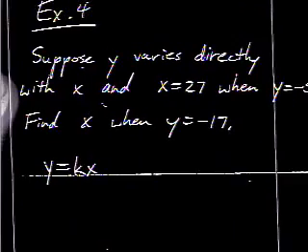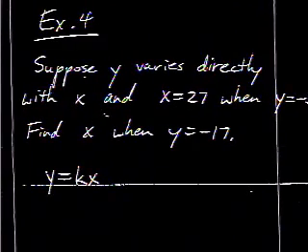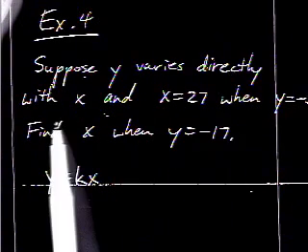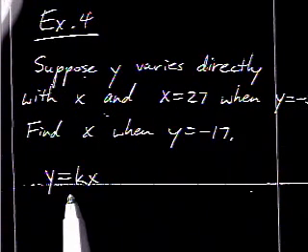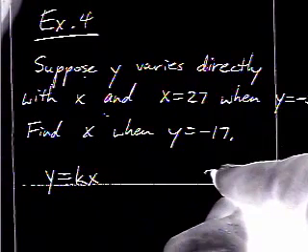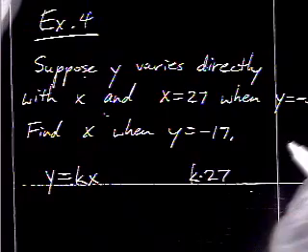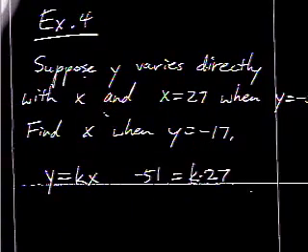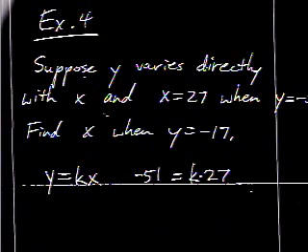Another example, which is kind of similar. It's just not set in a story problem type fashion. It says, suppose y varies directly with x. So I automatically know this equation, y equals kx. X is 27 when y is negative 51.